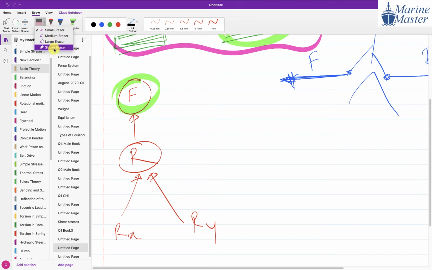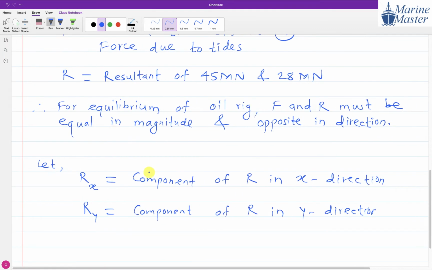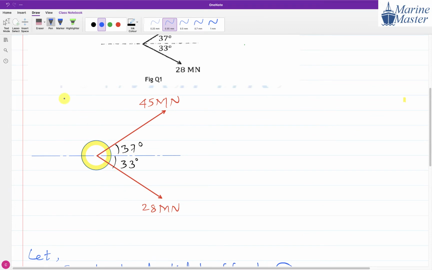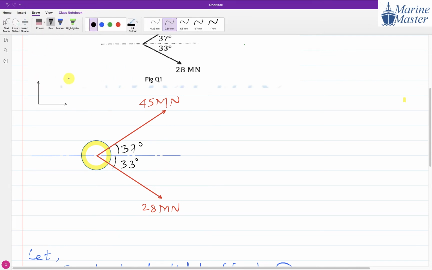Any doubt in this discussion? You got the meaning of all these points? Now try to see the things here carefully. So here we have Rx and Ry, and we will assume x and y directions here. This is our x direction and this is our y direction. Now tell me, this 45 meganewton, is it in the x or y direction?